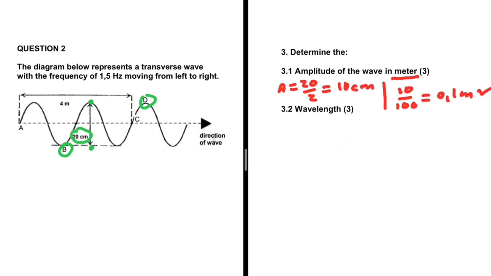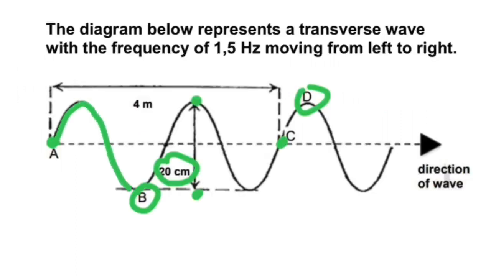3.2, we need the wavelength. Take a look at this. We're given the distance from A to C. It is said to be 4 meters. We know that from A to C, we have 2 wavelengths. So from that point to this point here, we have 1 wavelength.